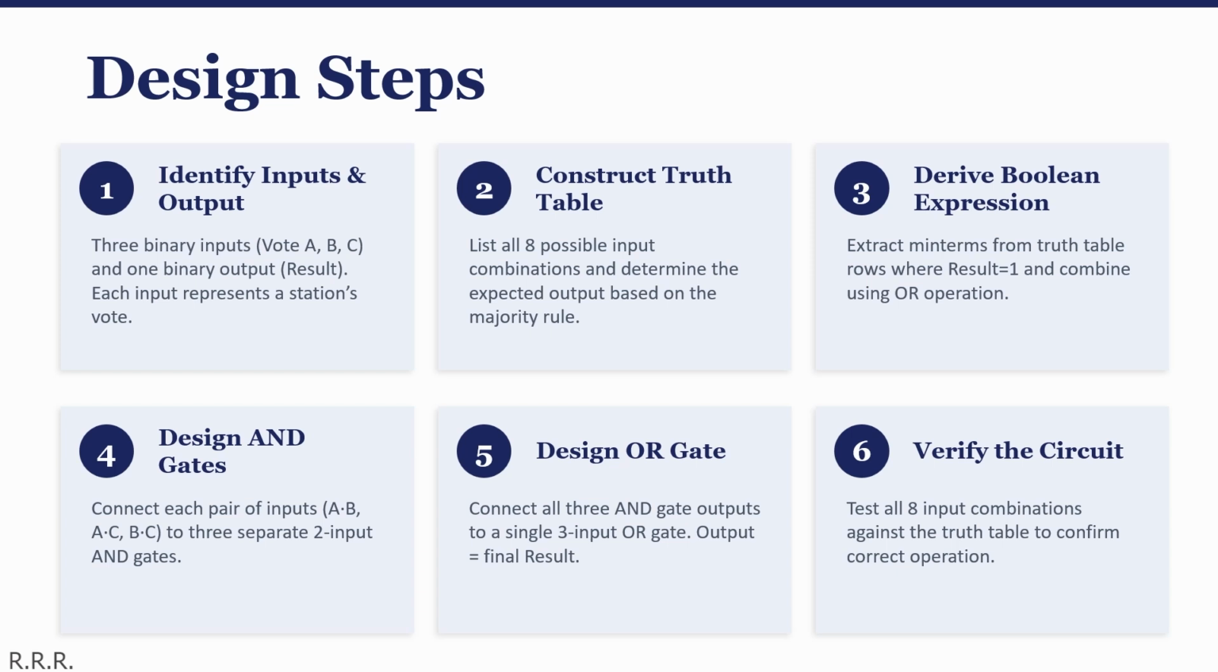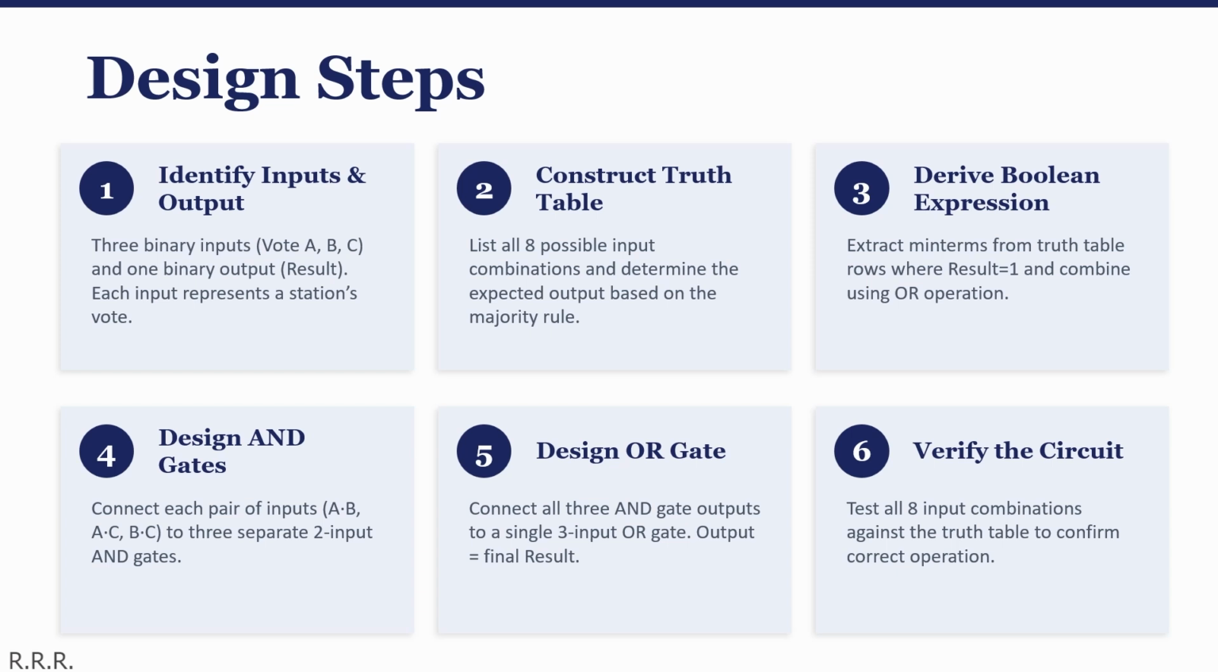Step 3. Derive the Boolean expression. We extracted the min-terms from the truth table rows where the result equals 1 and combined them using the OR operation to get result equals A and B or A and C or B and C. Step 4. Design the AND gates. We connected each pair of inputs to 3 separate 2-input AND gates. Step 5. Design the OR gate. We connected all 3 AND gate outputs to a single OR gate that produces the final result.